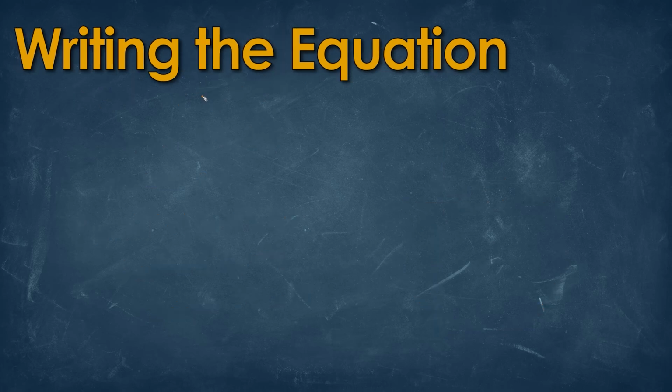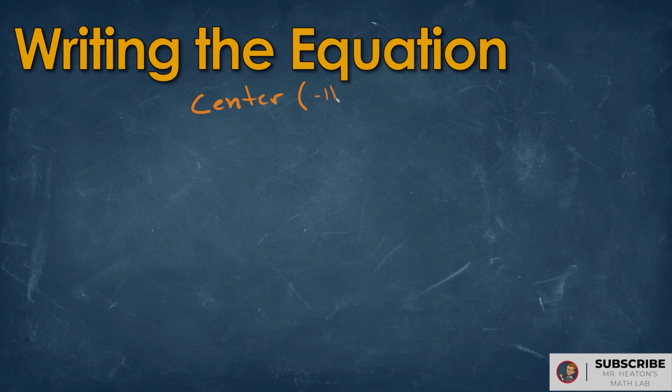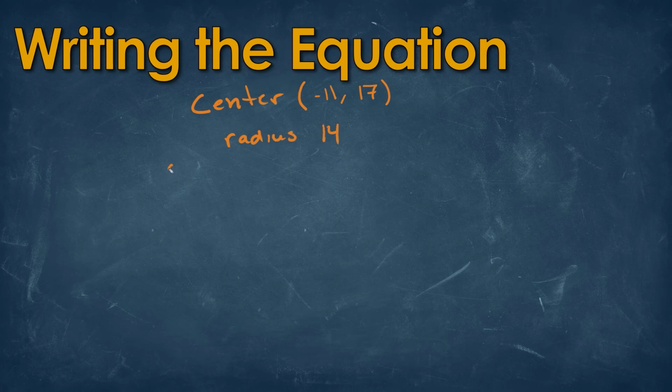Sometimes you'll receive a problem where you're given just the center of the circle, which we'll say for this example is minus 11, comma 17, and we're given that the radius of this is going to be 14. With that information, we will have to use the standard equation of a circle to input those values. And so we'll remember that the center of the circle will be h and k, and our radius will be squared to get r squared.